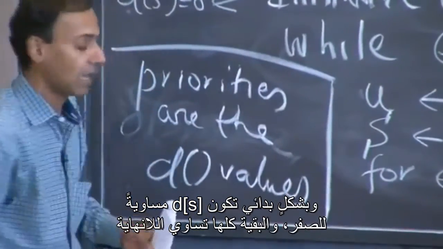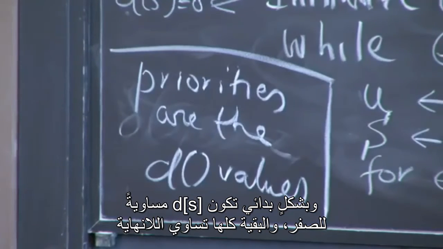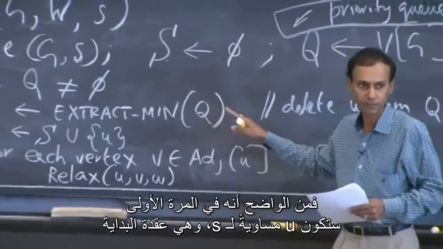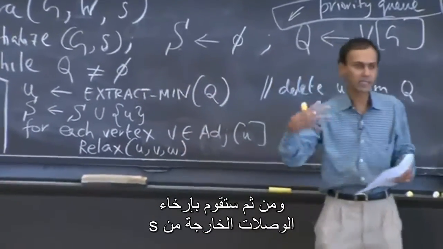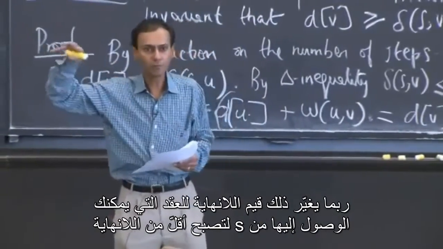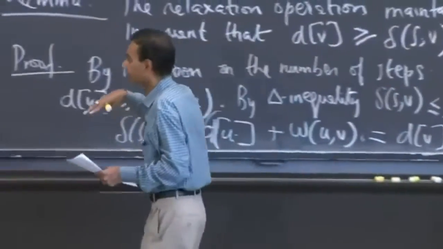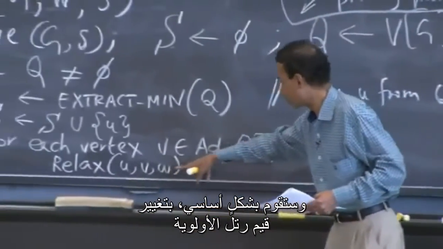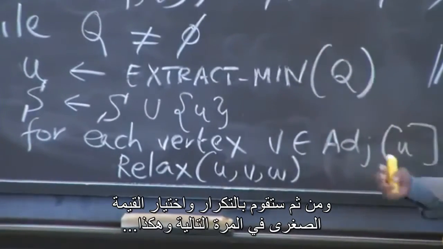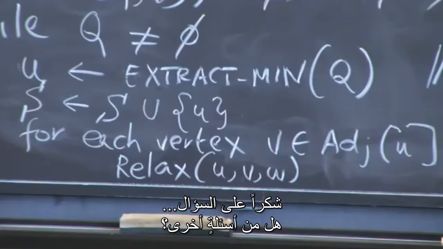Initially, d of small s is 0, and all of the other ones are infinity. So the very first time you set u to be small s, the starting vertex. Then you relax the edges coming out of s, potentially changing some of these infinity values of the vertices you can reach from s to be less than infinity. You change the values in the priority queue, go around, and select the min value the next time, and so on and so forth. Thanks for the question. Any other questions?